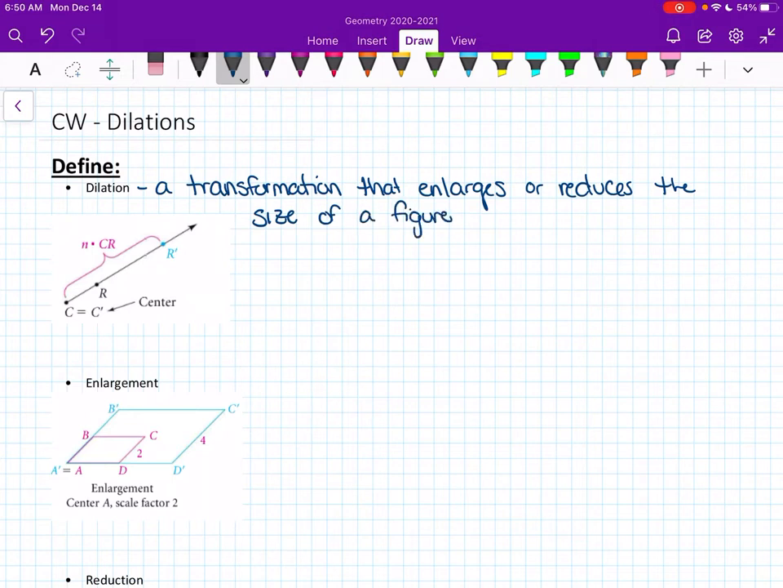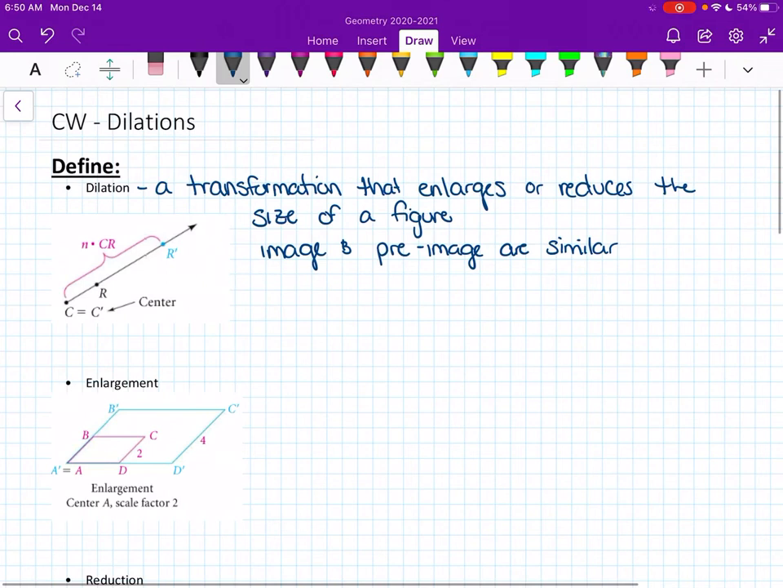All right, and so when we have a dilation, we say the image and pre-image are similar. We're going to define similarity in a future lesson, a little bit more formally, but they're similar. So they're going to be the same shape, but just a different size. Okay. A dilation has two key pieces.